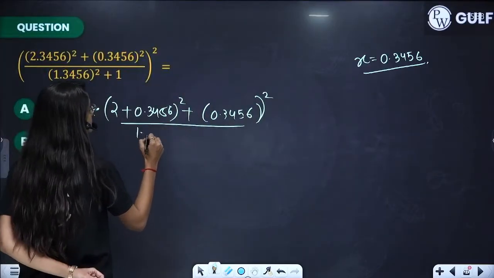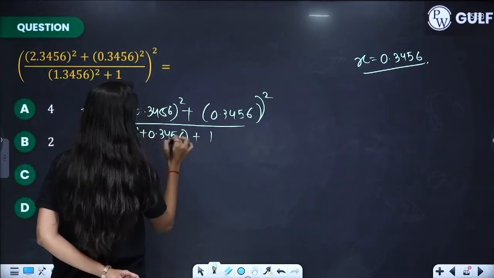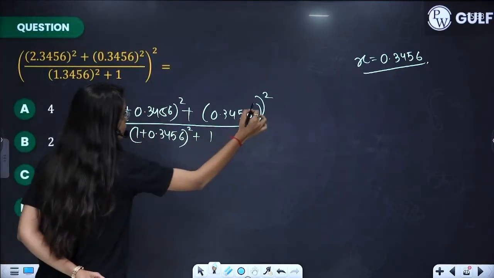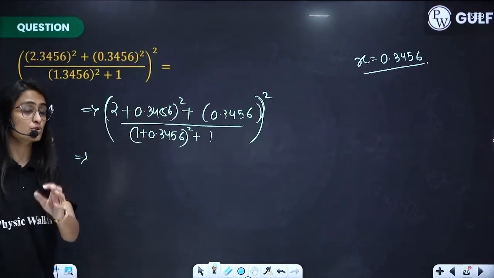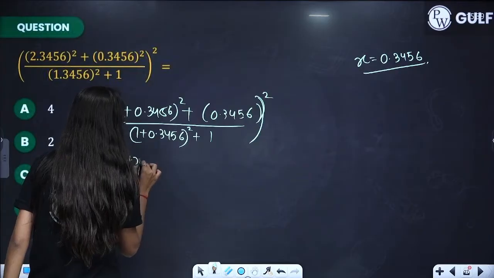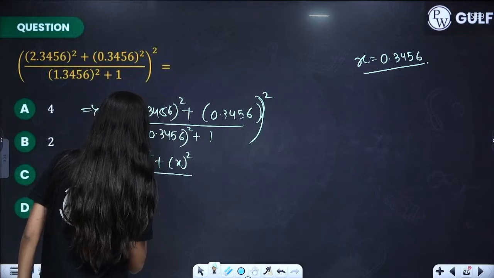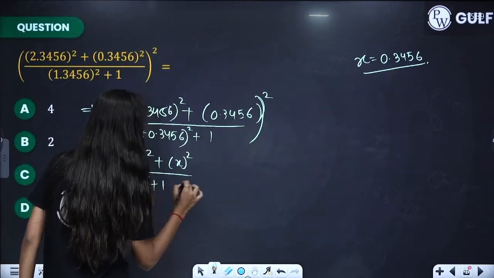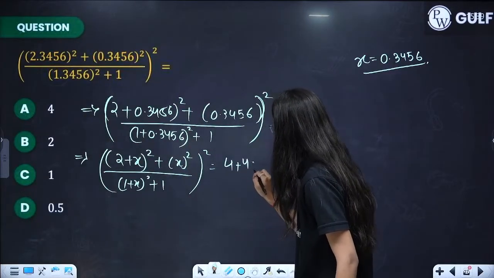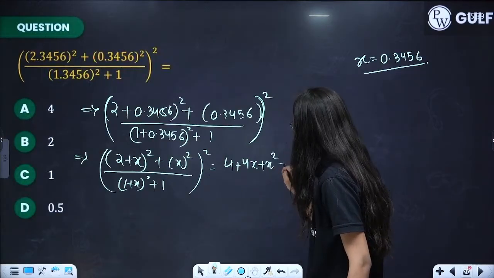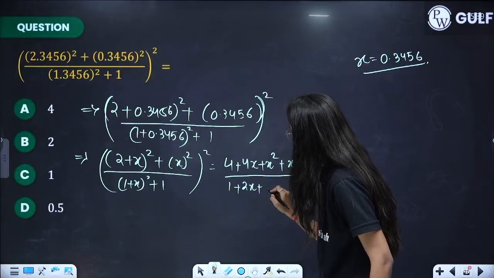Divided by 1 plus 0.3456 plus 1. Now we have a whole square. Substituting 0.3456 equals x, you will be getting 2 plus x square plus x square, 1 plus x square plus 1 whole square, which will get us 4 plus 4x plus x square plus x square, 1 plus 2x plus 1.